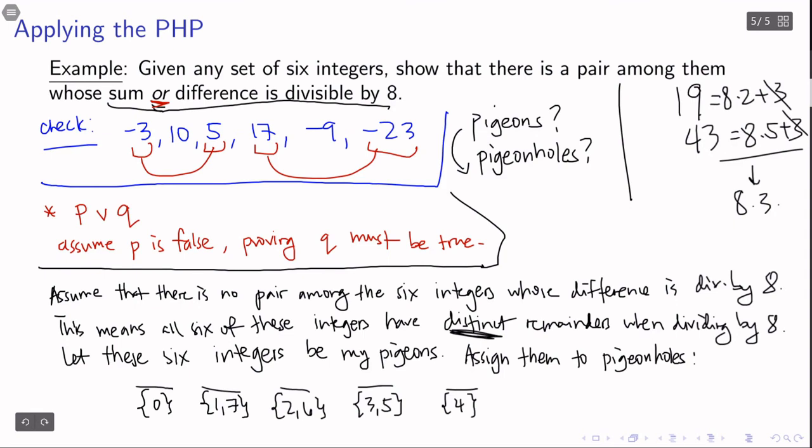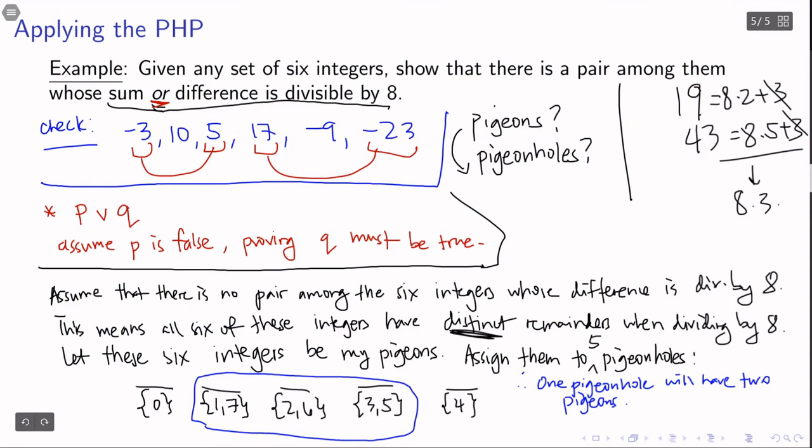And remember, they're all distinct here, right? So what's going to happen is, if you place 6 integers into these 5 pigeonholes, then one of the pigeonholes will have 2 pigeons. And what this means for us is, well, that must be one of these 3 in the middle. And now summing those 2 integers will give you a number that's divisible by 8.